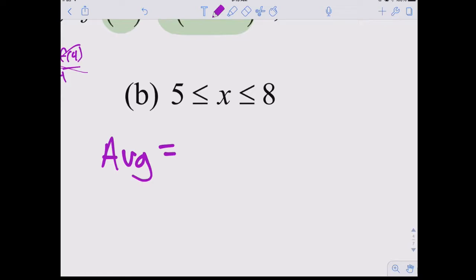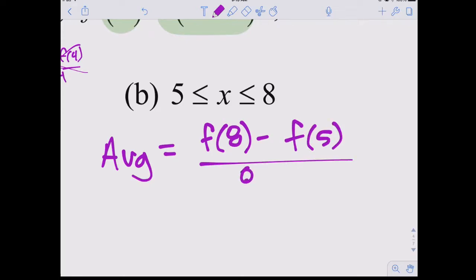If I need to show the what quotient? Get in the habit of not f of 5 first, but f of 8. Do the final one first. Minus f of 5 all over 8 minus 5. That right there is the difference quotient, and that's going to earn you a check.